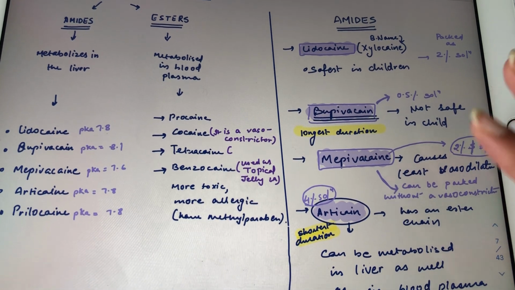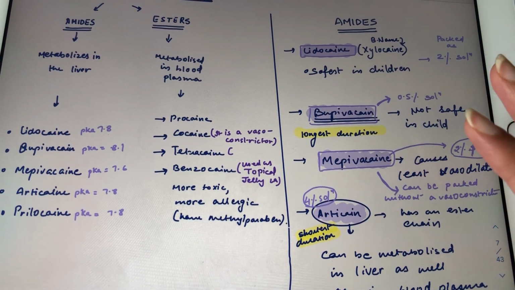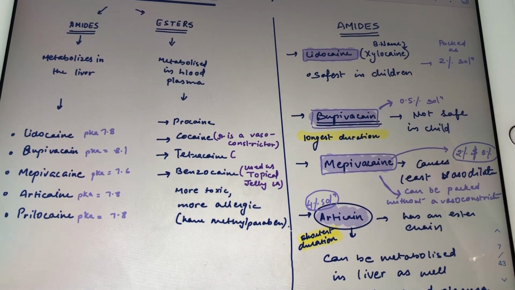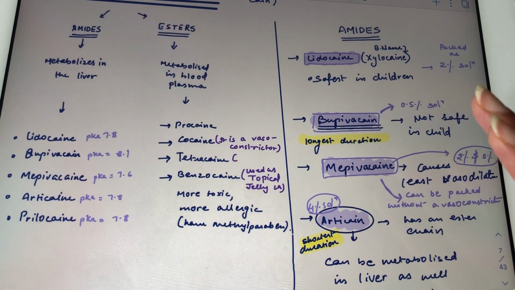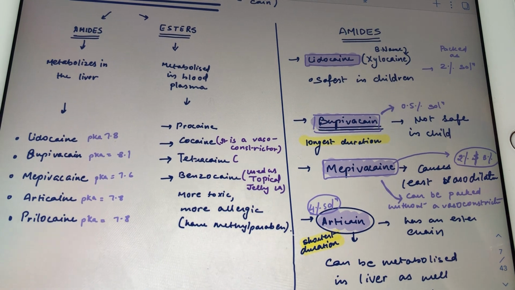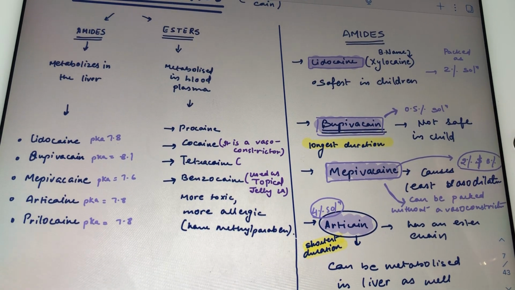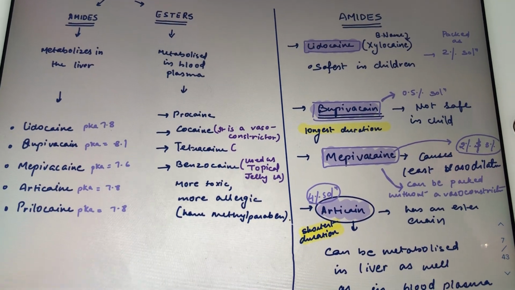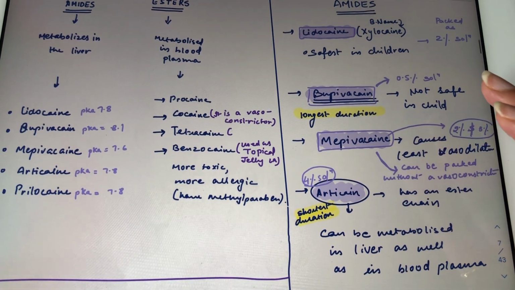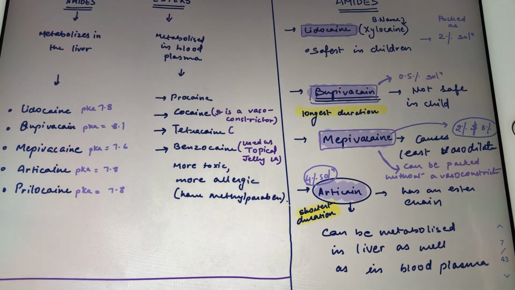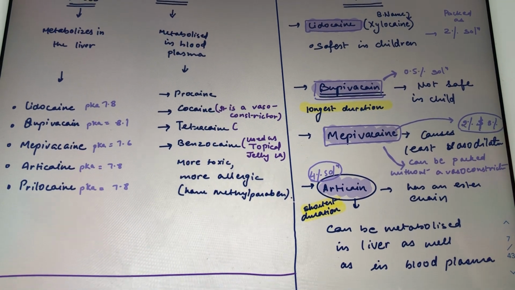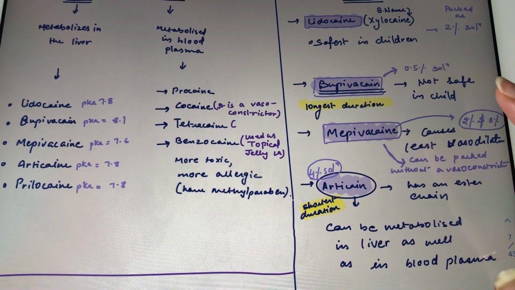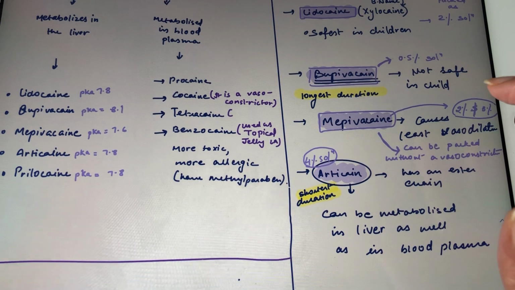Most of the time lidocaine is the local anesthetic used in dentistry because it is safest in children and it is an intermediate acting local anesthetic, so it gives fairly good time to do the procedure, hence it is used mostly. The second one is bupivacaine. It has the longest duration of anesthesia. The solution is 0.5% and it is not safe in children, so it has to be considered with caution.